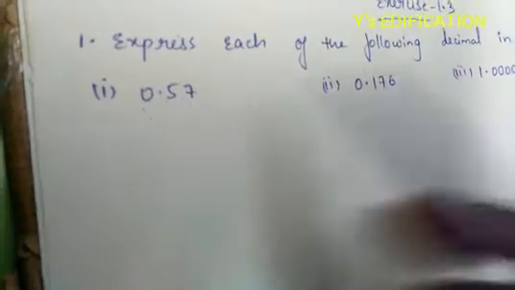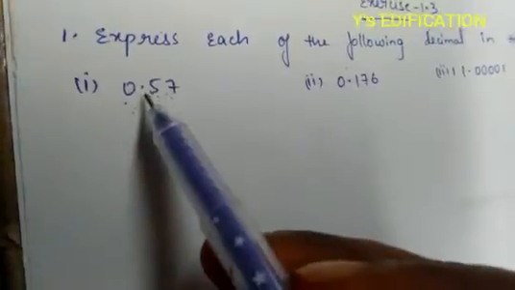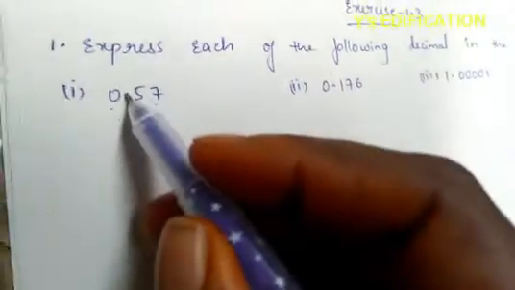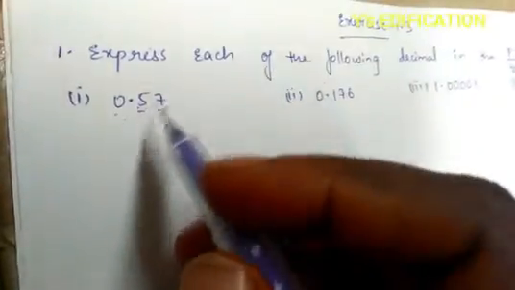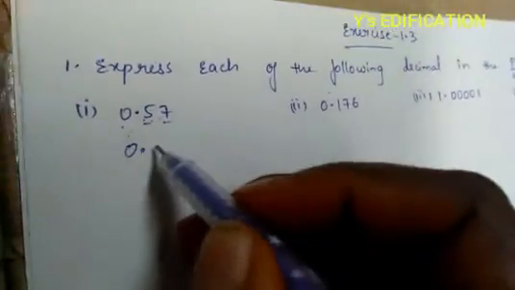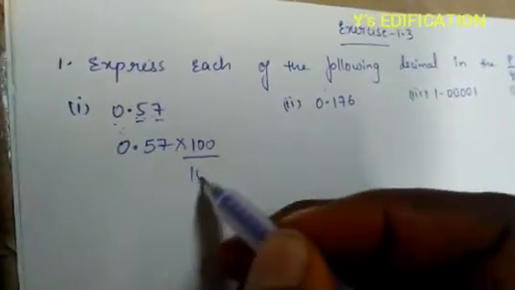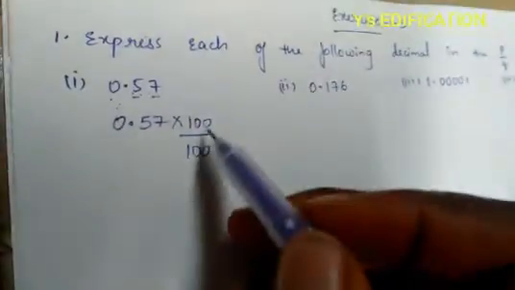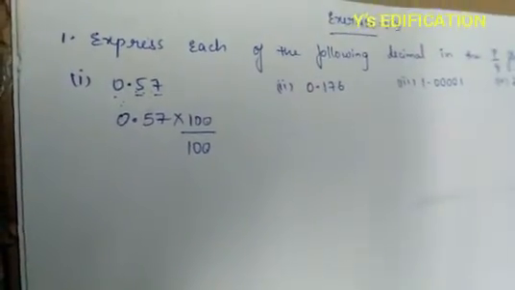So first, let us take 0.57. How many digits are there after the decimal point? First we have to see how many digits are there after the decimal point. Two digits are there after the decimal point, so we have to divide and multiply with 100. 0.57 into 100 by 100. Why do we multiply and divide with 100?